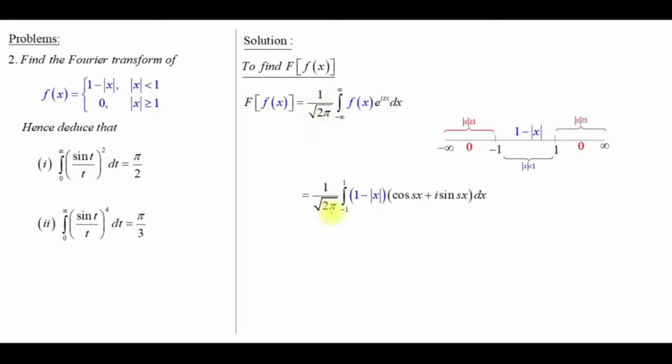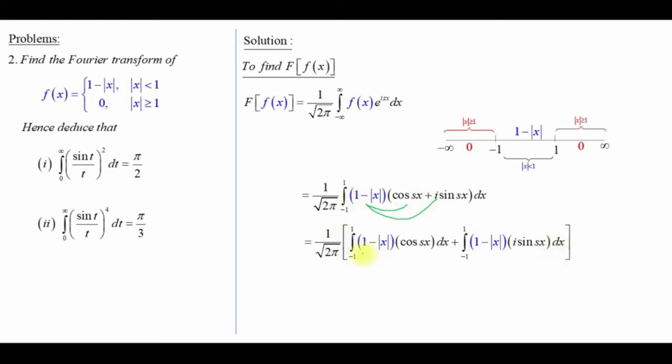So, 1 divided by square root of 2 pi, integration from minus 1 to plus 1. In minus 1 to plus 1, f of x equals 1 minus mod x. Next, e power isx is cos sx plus i sin sx, into dx. Next, split this into two parts, namely this into this and this into this. So it equals 1 divided by square root of 2 pi, integration minus 1 to plus 1, 1 minus mod x into cos sx, plus integration minus 1 to plus 1, 1 minus mod x into i sin sx into dx.